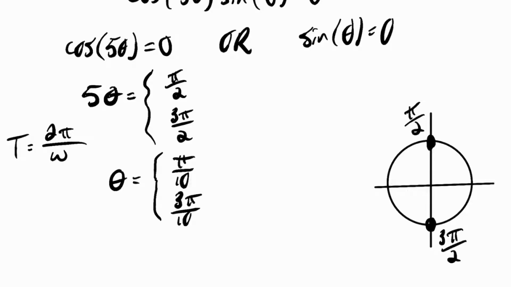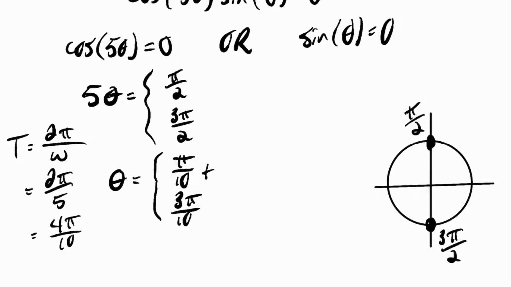In this case, the angular velocity is 5. So this is going to be 2 pi over 5, so I'm going to add 2 pi over 5. But since I already have denominators of 10, I'm going to write this 2 pi over 5 as 4 pi over 10. That'll be a little bit more convenient for the calculations we have to do.